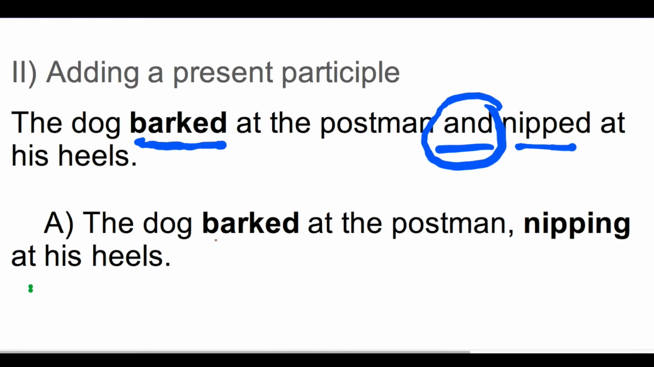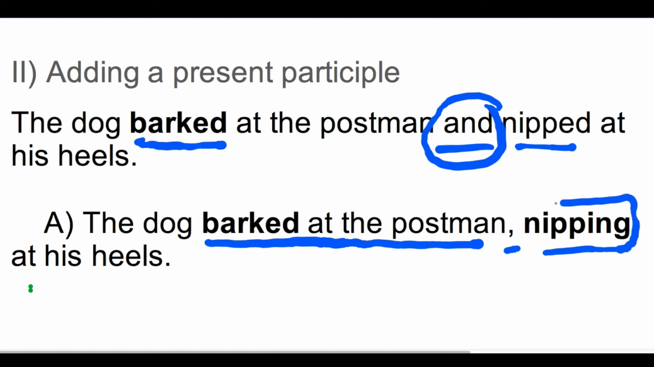You keep the first part the same. The dog barked at the postman. And then what happens thereafter, after postman, is key. Notice the comma. Instead of the conjunction, you have a comma. You take out the conjunction, you get rid of it, and you change the second verb to a present participle. So before it was barked and nipped, and now it's barked, nipping. So the dog barked at the postman, comma, nipping at his heels. Much more sophisticated and much more uncommon.